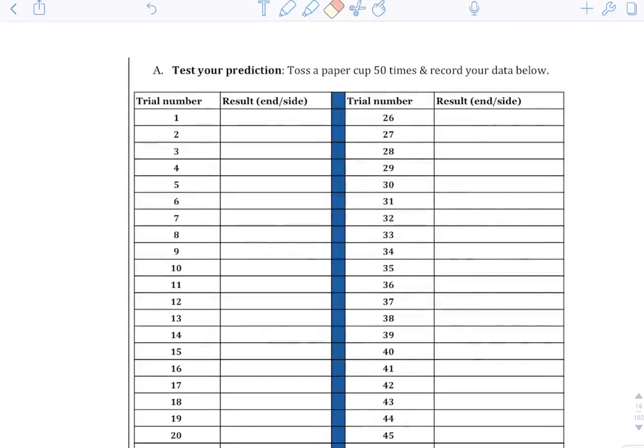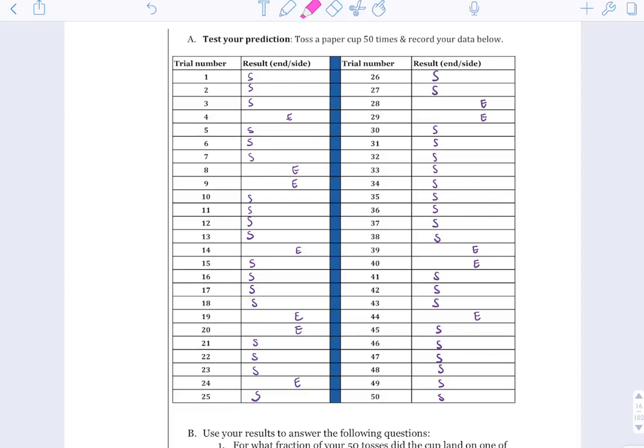Okay, so I'm going to pause the video, start flipping your cup 50 times, and record. Okay, so I flipped my cup 50 times, and this is my results. Your results may look similar. I'm going to highlight my lower number, which is my ends. And just by looking at this, this is definitely not half. There's no way that's 25 ends. So I'm going to count them up really quick. I've got a total of 1, 2, 3, 4, 5, 6, 7, 8, 9, 10, 11. I got 12 out of 50. That's not very good if you chose end.